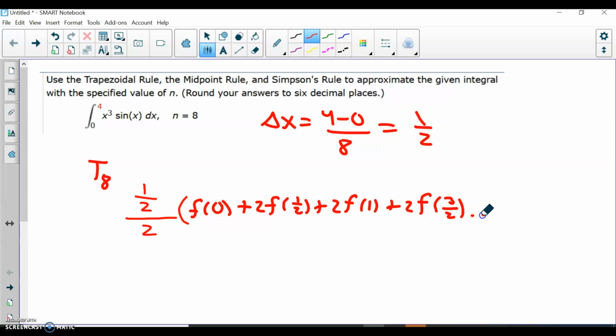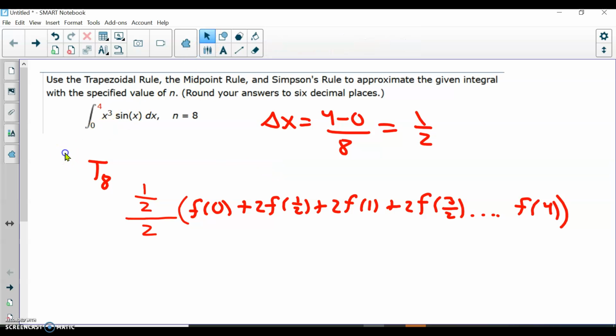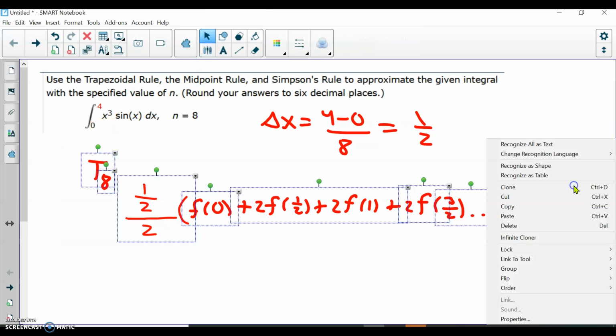And then we've got to keep going until our last term, which again is back to a single y, and this one stops at the b itself, the endpoint. So every other y value gets counted twice, save for the first term and the last term, and then we have to divide it by 2. Okay, so the hard part, I guess, is just the tediousness of calculating this.